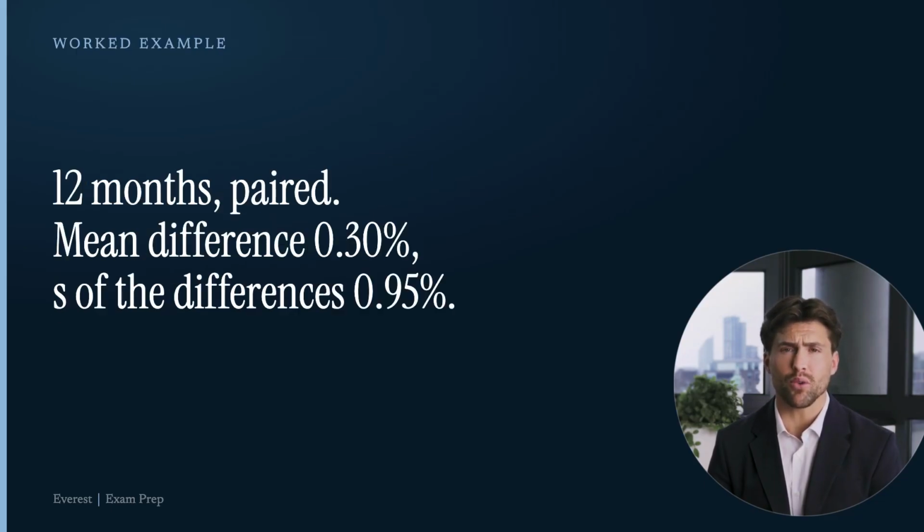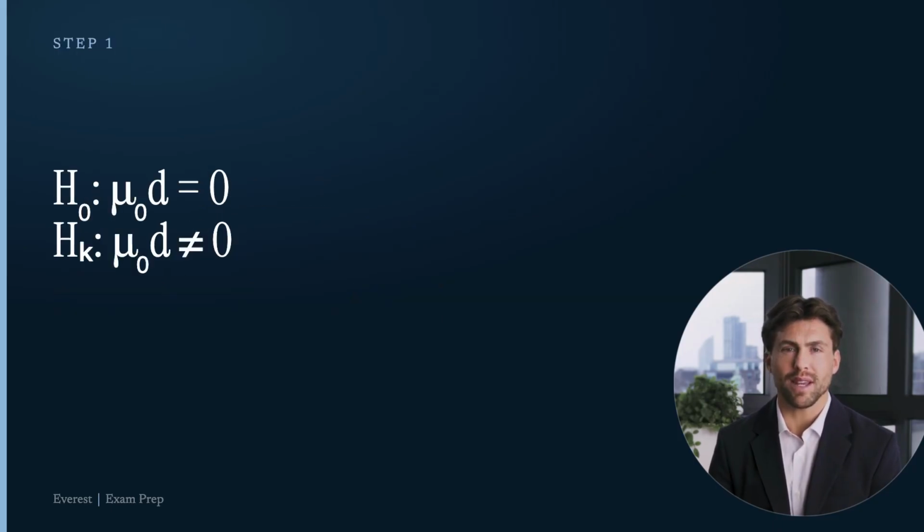The mean difference across those 12 paired months is 0.30%, with a standard deviation of the differences of 0.95%. The hypotheses. The null is that the mean difference is 0. The alternative is that it isn't. Two-tailed, same shape as the very first Nexora test.